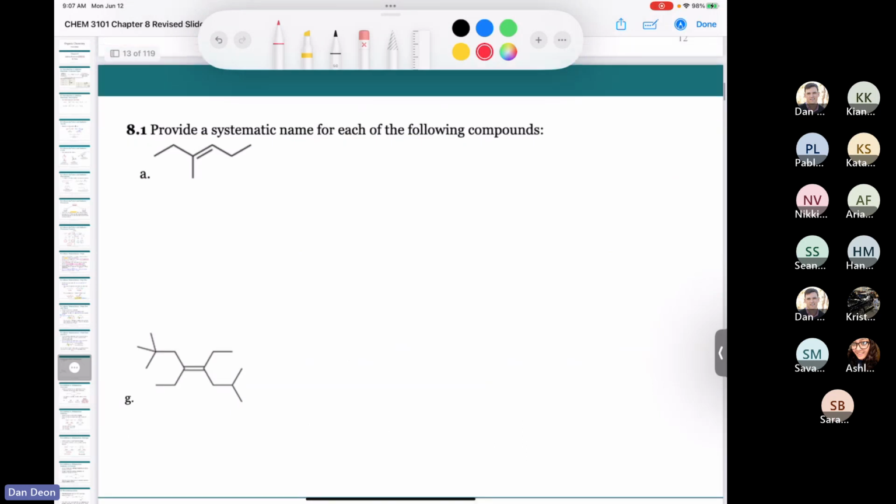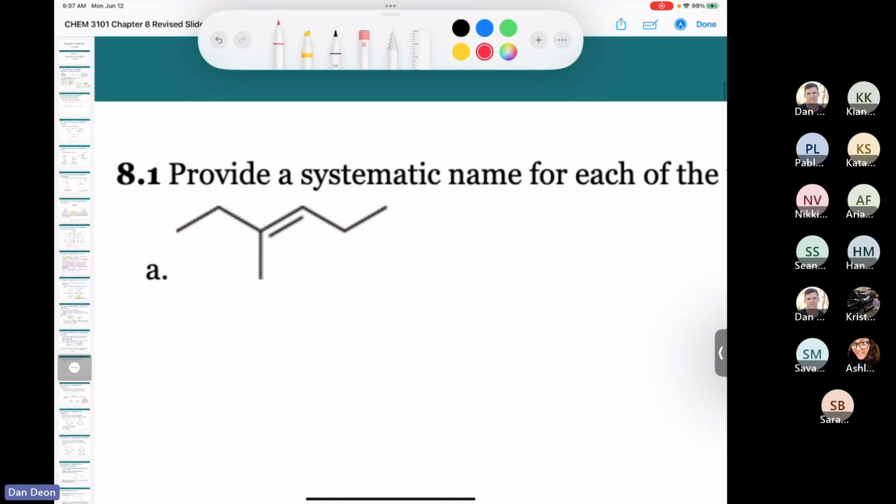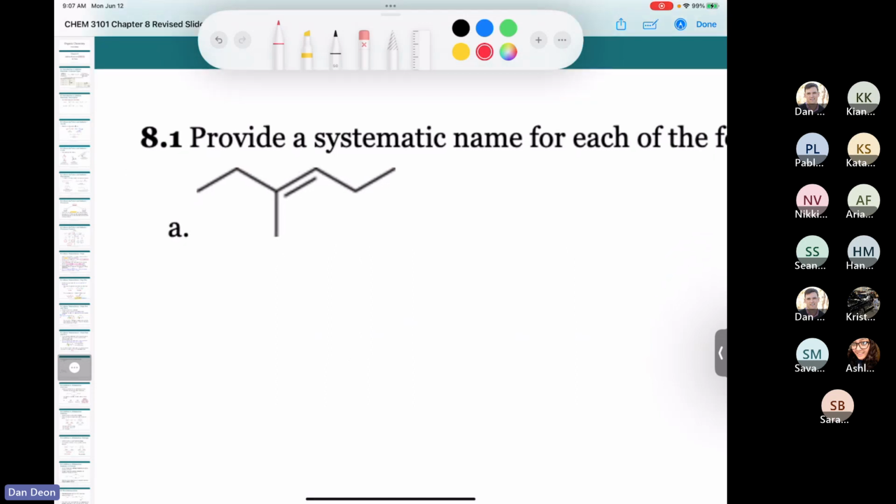Now let's give it the old college try here. And students usually are very good at naming alkenes and alkanes and stuff like that. Look, let's start with this compound here. So this is 8.1a. I'll start out with a question that's a bit of a brain bender here on a Monday morning. Can this compound have a cis or trans, or E or Z?